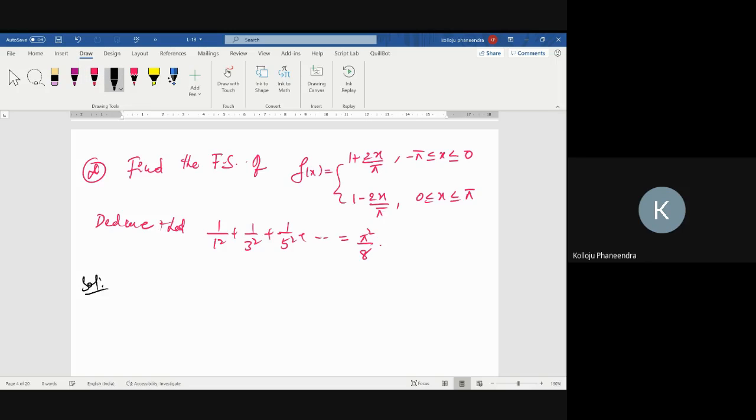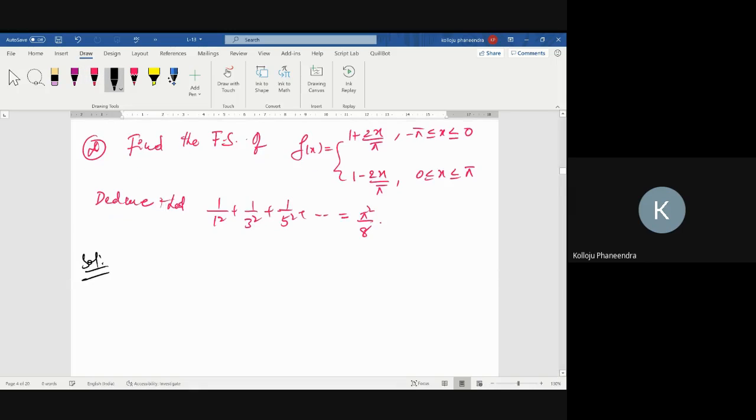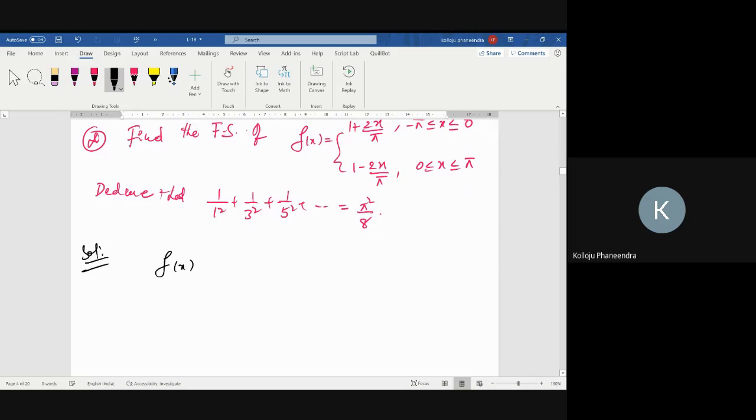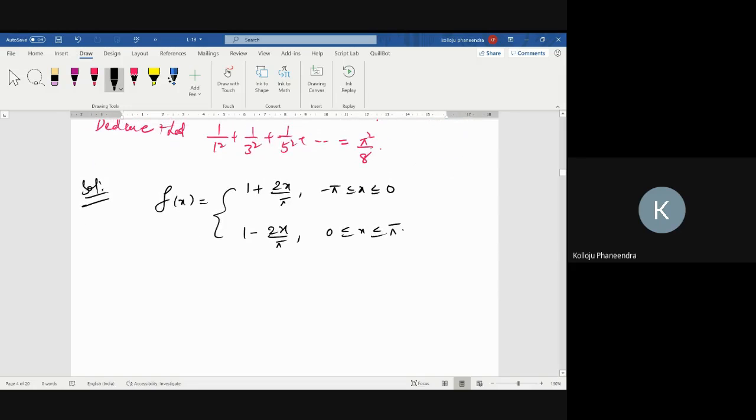Now, the function is given as f of x equal to, it is defined in two intervals: 1 plus 2x by pi in the first interval, 1 minus 2x by pi in the second interval, right? You can proceed in the usual manner. What is the entire interval? Minus pi to pi. Now, is it possible to check whether this function is even or odd?